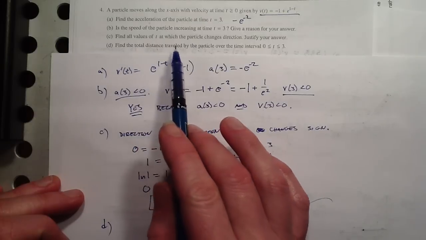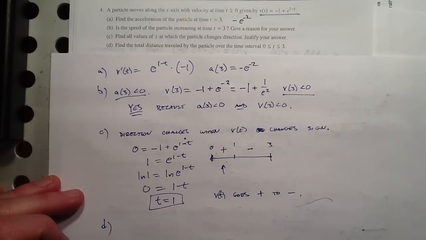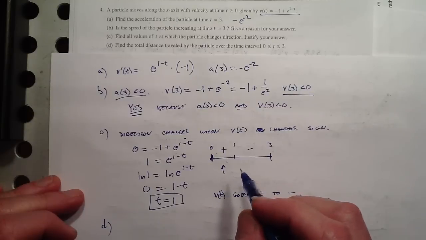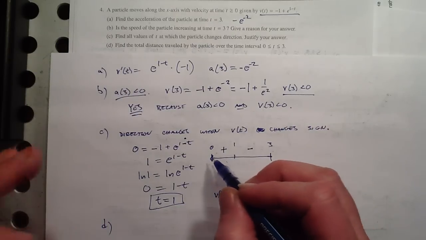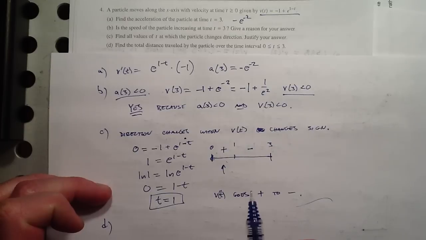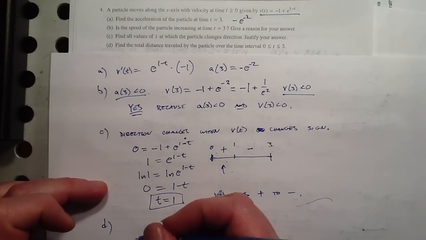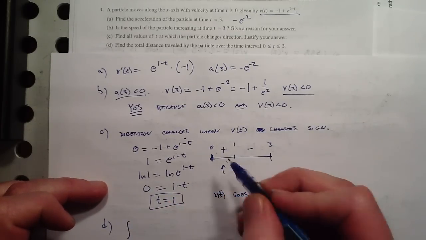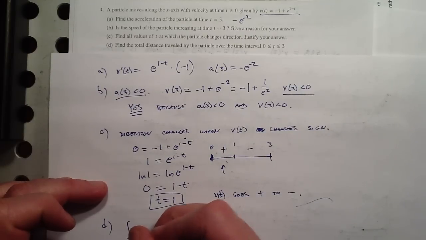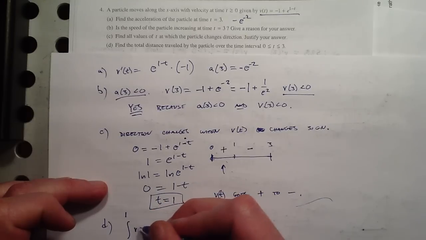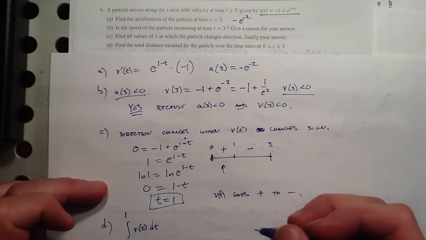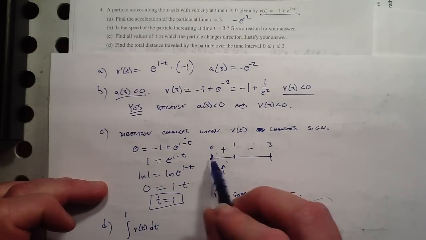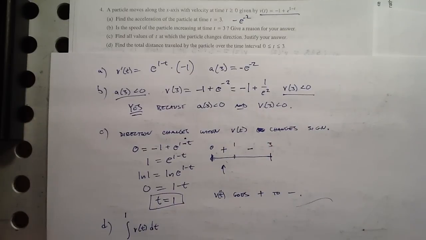Okay, last, find the total distance traveled by the particle over the time interval from 0 to 3. Well, we don't have our calculator this time, so that means we've got to actually do this by hand. So let's see if we can do it. We want only positive distances that it traveled. From 0 to 1 it was going in the positive direction. So can we find the displacement from 0 to 1? And then let's find the displacement also from 1 to 3. And then we'll just make sure everything's positive and add up those total distances.